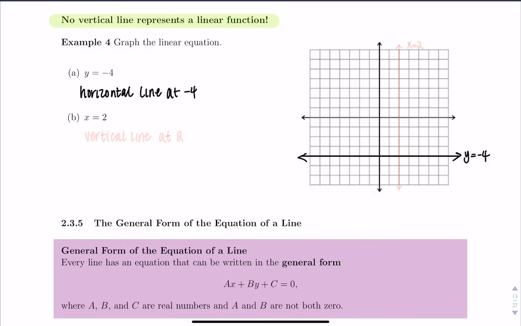Now go ahead and pause the video and try the second one on your own. x equals 2, that's going to be a vertical line at 2. And so you just come over 2 units to the right. And you get x equals 2.